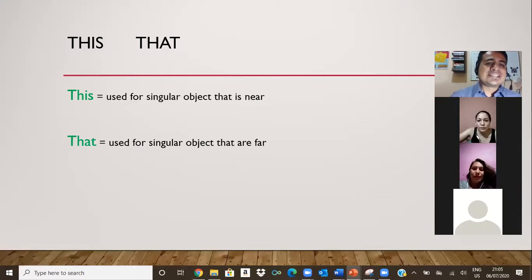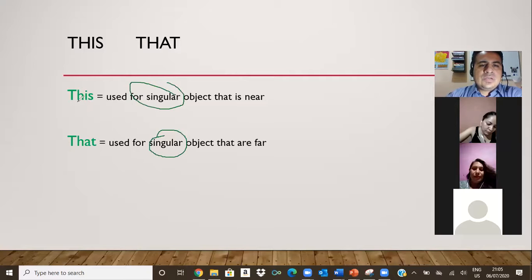This is used for singular objects. This is important. De hecho, ambos son para singular objects. Now, entonces, ¿cuál es la diferencia? Near quiere decir cerca. Far quiere decir lejos. This is used for singular objects that is near. That is used for a singular object that is far. Okay, la posición, that's the difference, okay?